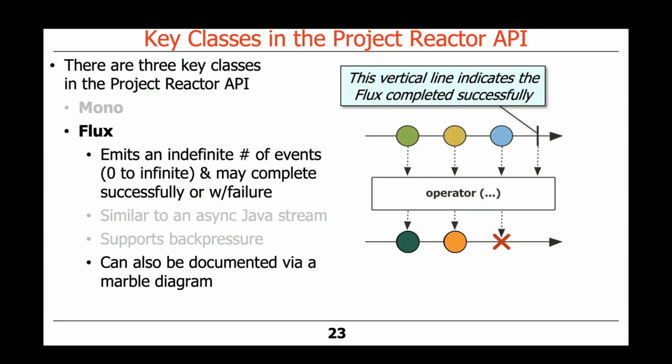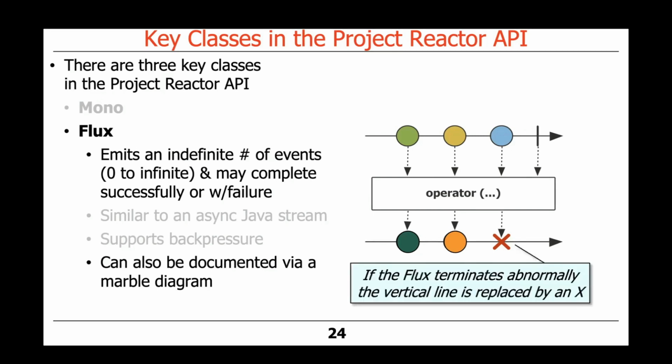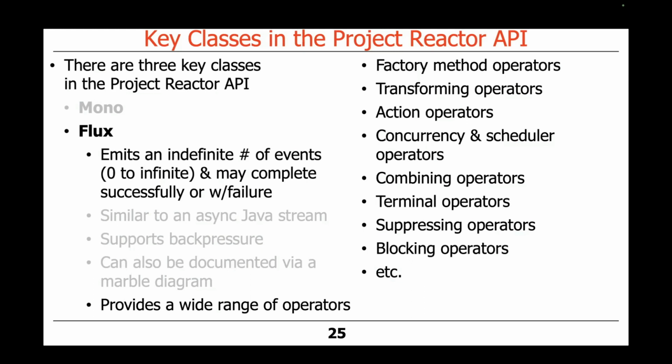If all goes well, then everybody got emitted and we have a vertical bar. But if something goes wrong, if the flux terminates abnormally, then the vertical line is replaced by an X. As before, there are a boatload of operators on fluxes. They're very similar in a lot of ways to the ones on monos, the primary difference being that now there's a stream of these things as opposed to just one of them. And one other thing that's a little different is we typically have a terminal operation like subscribe, which is used to start all the wheels in motion and have the processing be pushed by the publisher or publishers to the subscriber or subscribers.